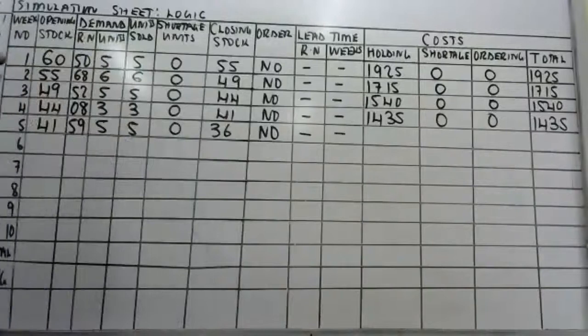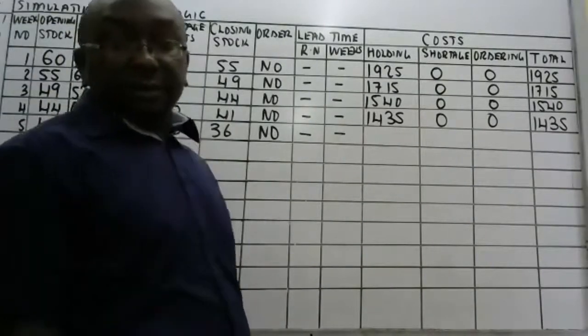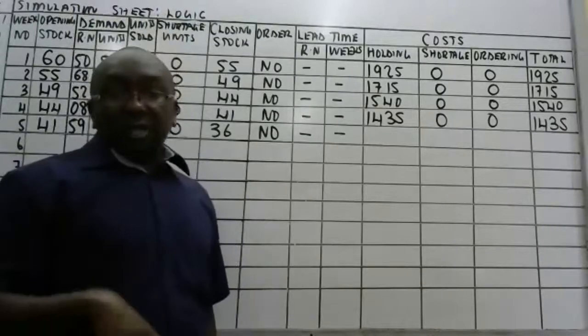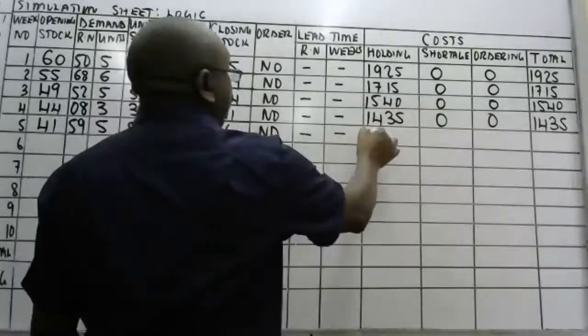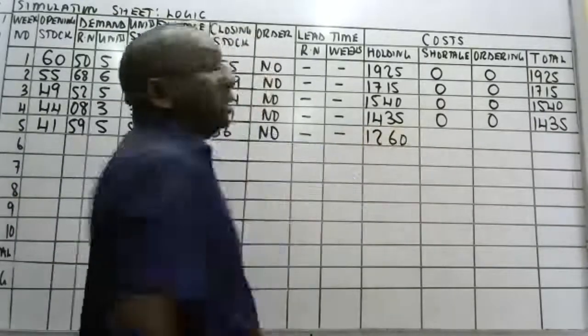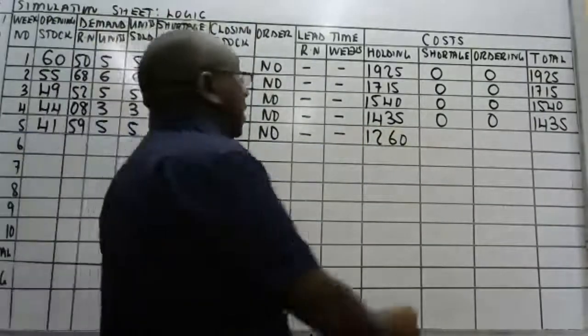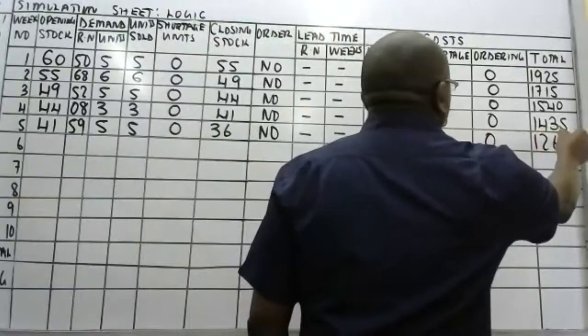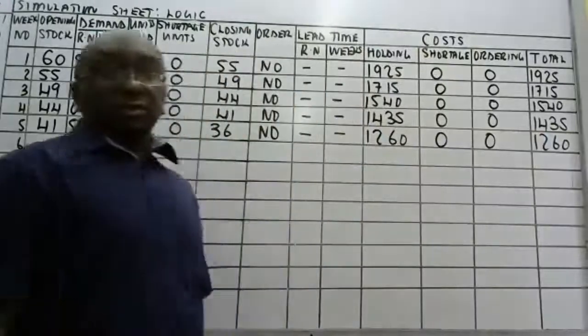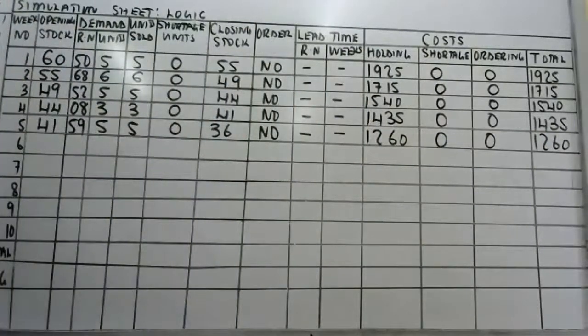Give me the holding cost, 36 times 35. 1260, coming very fast. No one has missed, no ordering, so 1260. Then from there, we open with 36.